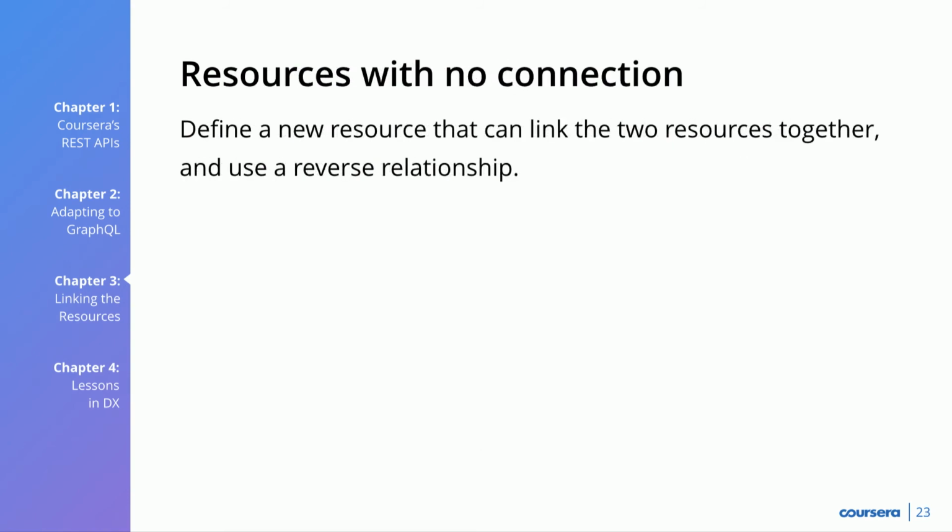And lastly, the resource with no connection. We realize that this isn't actually a problem that we need to solve in GraphQL. Basically we just need to build a new resource to combine the two things. So you might have a course instructors resource that would have a by course and by instructor finder on there. This isn't something that we needed to really think about in the GraphQL land. There are other ways around it.